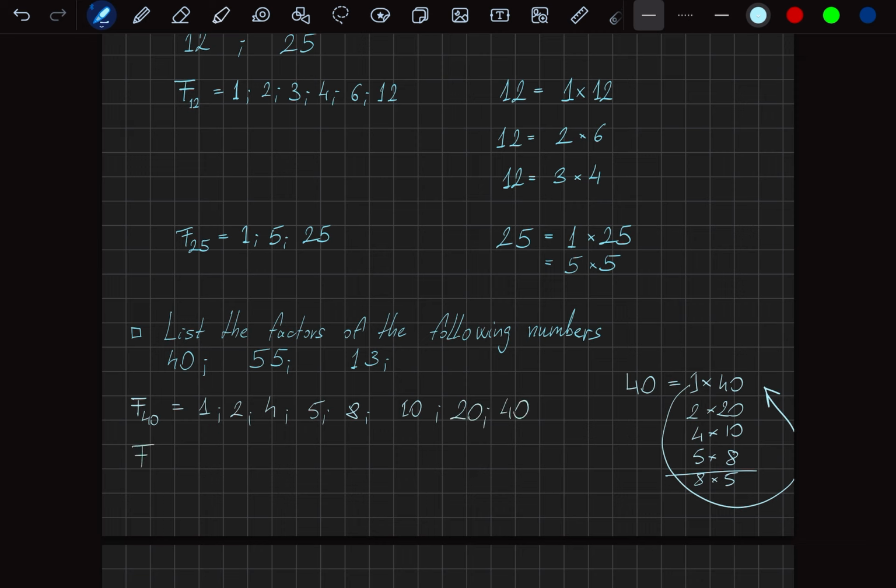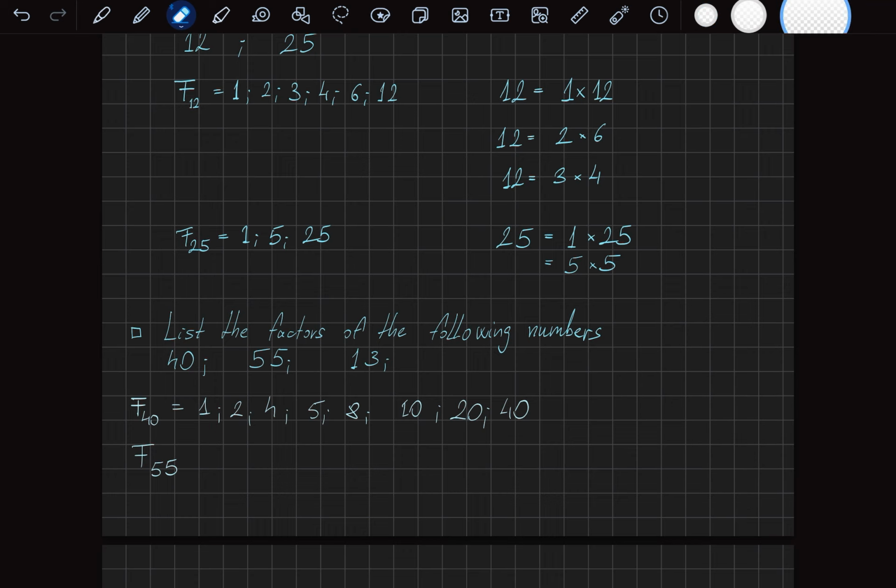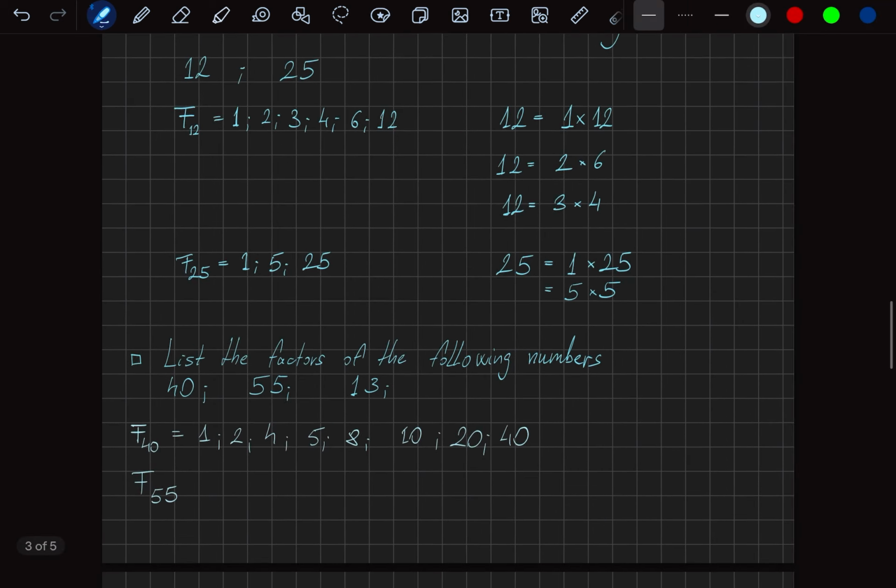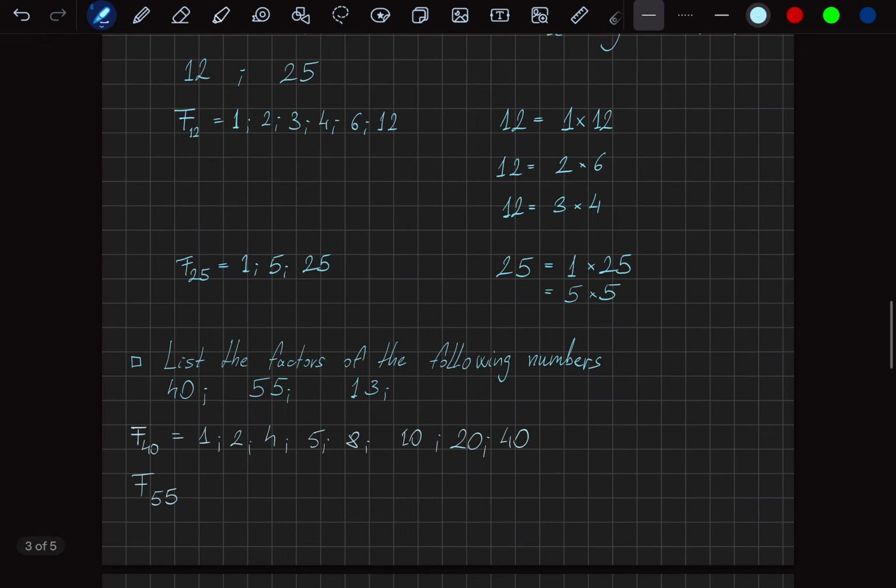Same with the 55. Okay, I will just clean this and I will work here. Do I have enough place? No, I don't. So I will work here. Next time I will leave more place. Also, I didn't say this: this is a practice for me too, how I can teach math in English. This is also why I started this channel.